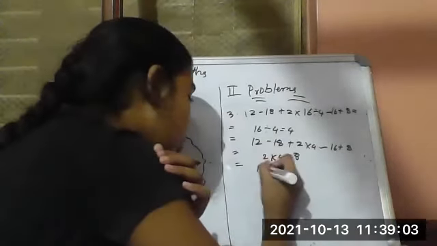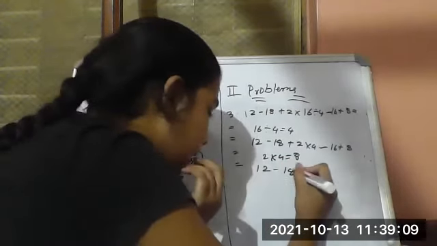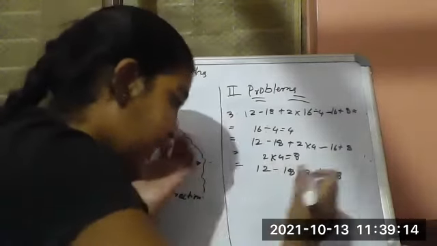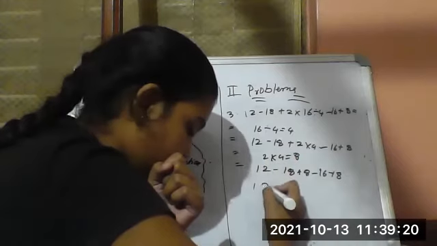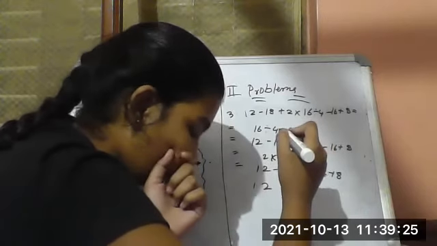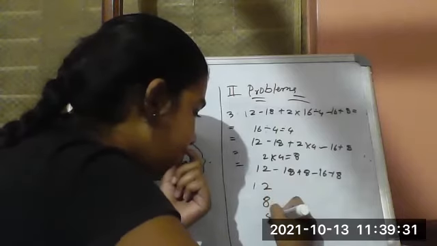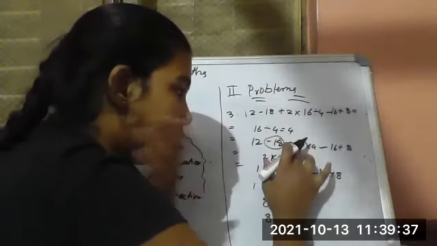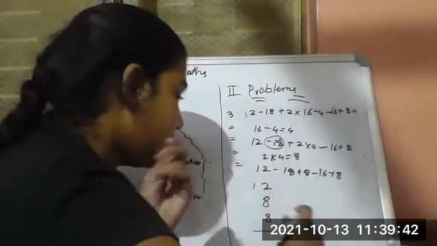So I do 12 minus 18 plus 8 minus 16 plus 8. Now we'll add everything together. I will add here 12 plus 8 plus 8, because we are subtracting the others, so we are leaving them as they are.